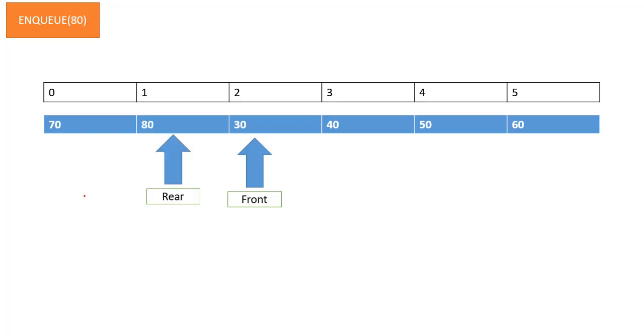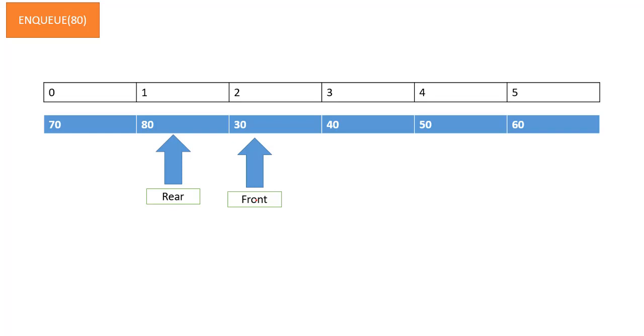Then I am enqueuing another element, enqueue of 80. So 80 is stored in queue of 1. So now rear is pointing to the first position. I am not explaining the enqueue operation. If you want to know how to insert an element into the circular queue, you watch my previous video.